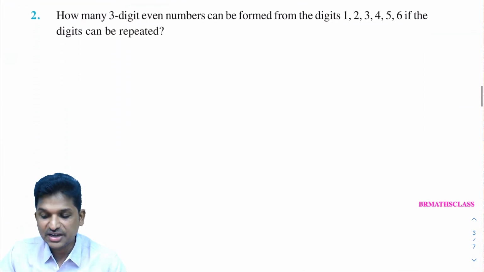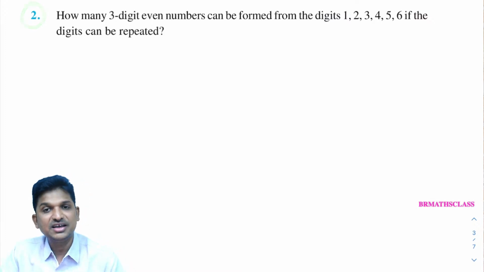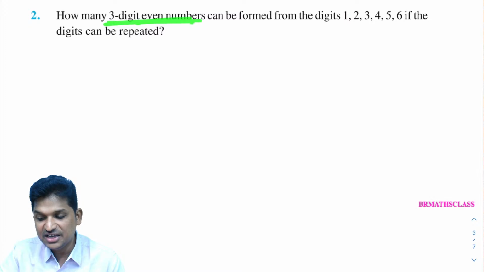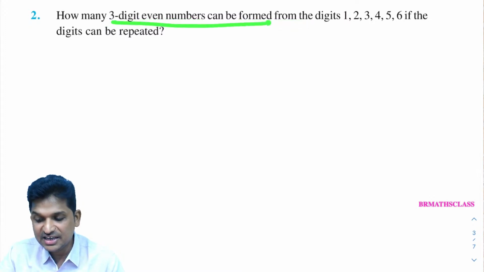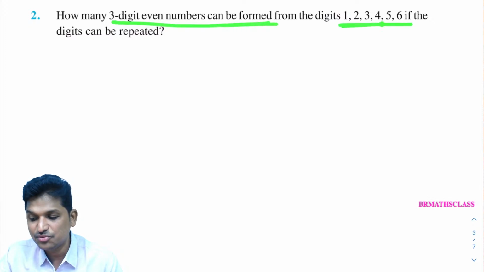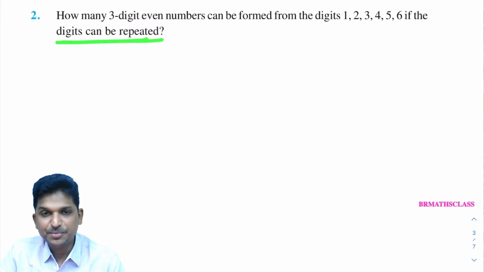Now, we will move to the second question. All of you observe this second question. What are they asking in this second question? How many 3-digit even numbers can be formed using the digits 1, 2, 3, 4, 5, 6, if the digits can be repeated?